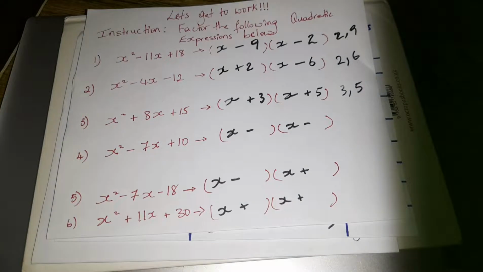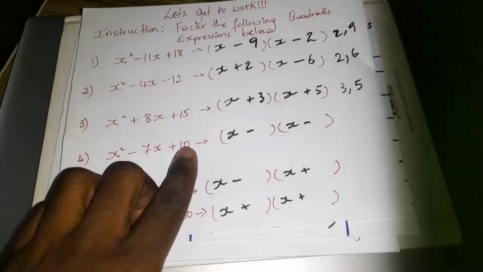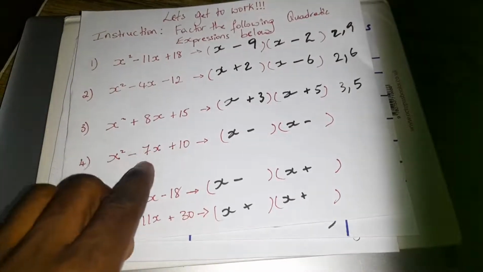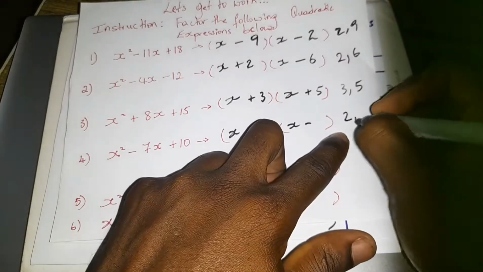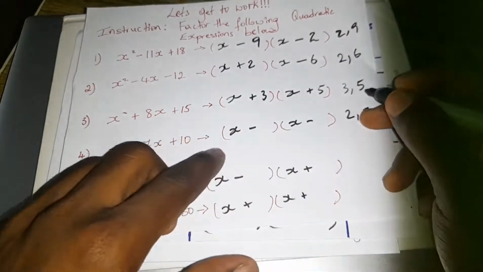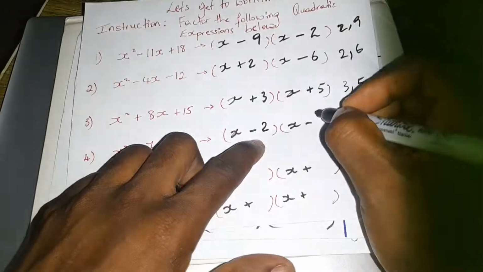We're almost through. This is level 2. Which 2 numbers, when you multiply them, you get 10, but when you add them, you get 7? That looks like 2 and 5. 2 times 5 is 10. When you add them, you get 7.